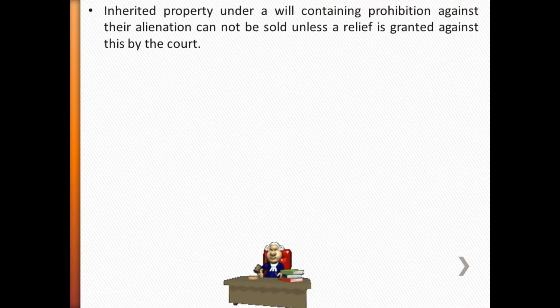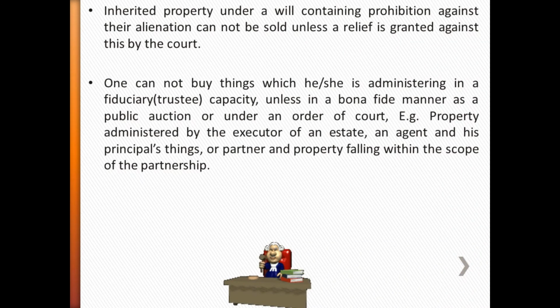Inherited property under a will can also not be sold if it contains a prohibition against its alienation, but this can be sold if relief is granted against the prohibition by the court. One cannot buy things which he or she is administering in the capacity of a trustee unless in a bona fide manner, such as at a public auction or under an order by the court. For example, property being administered by an executor of an estate, or an agent and these principals' things, or in partnership, a partner cannot buy any property falling in the scope of the partnership.